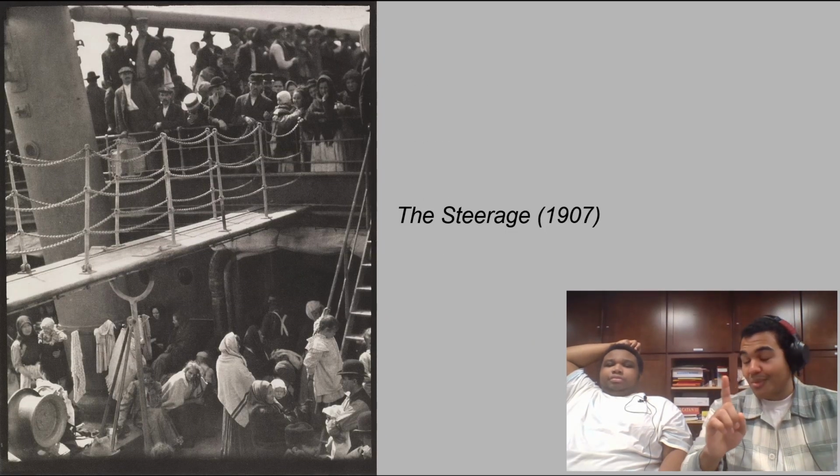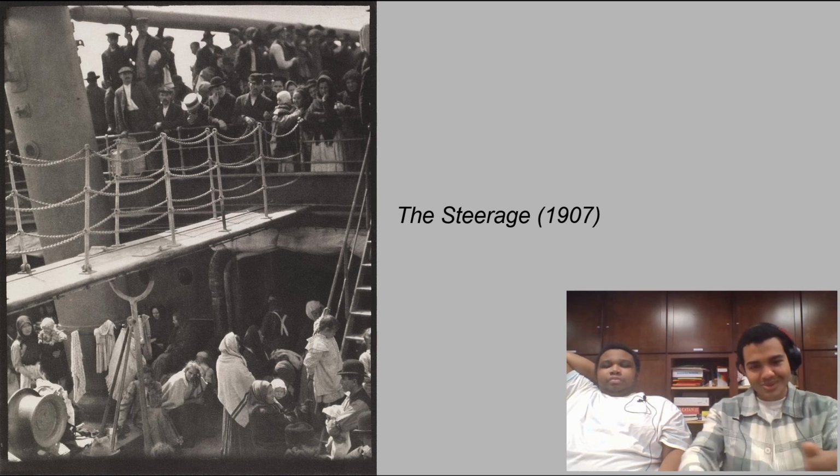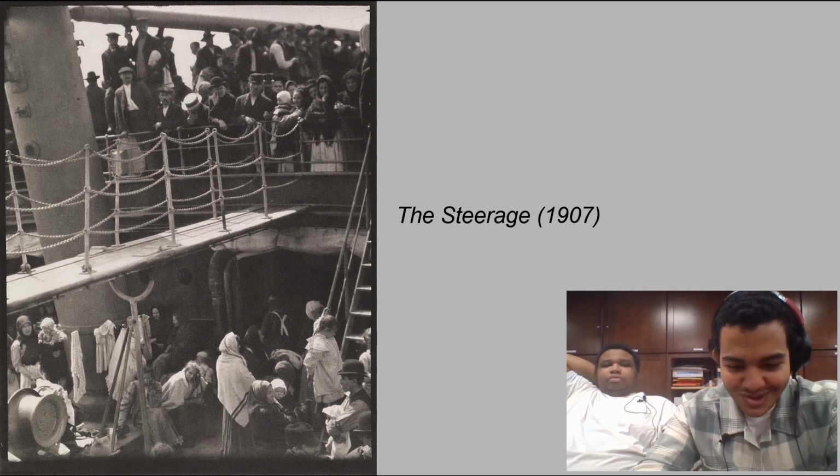This is actually his most famous photo, the steerage. Many people confuse this for being a photo about immigrants coming into the U.S. If I remember correctly, this is actually a boat of people leaving the U.S. Okay, hold on. I have to look this up because it's actually important.